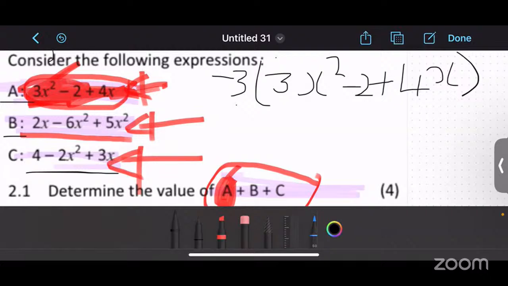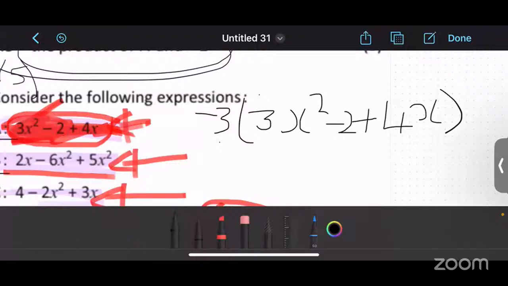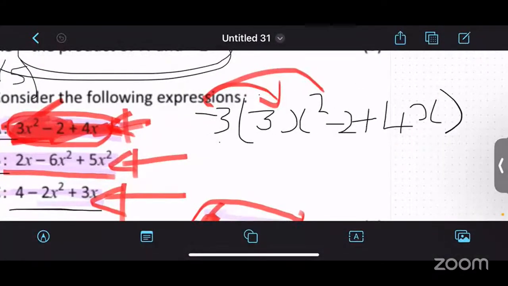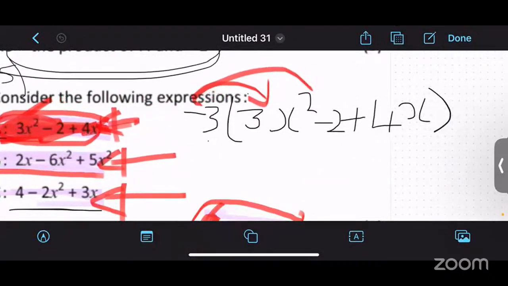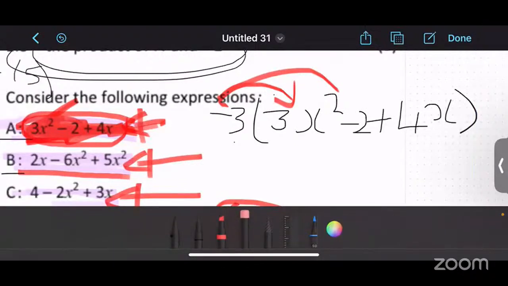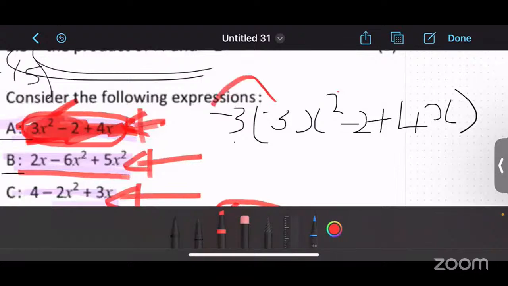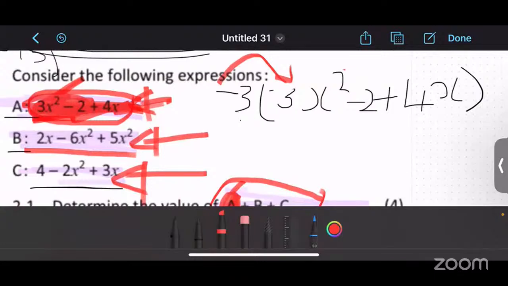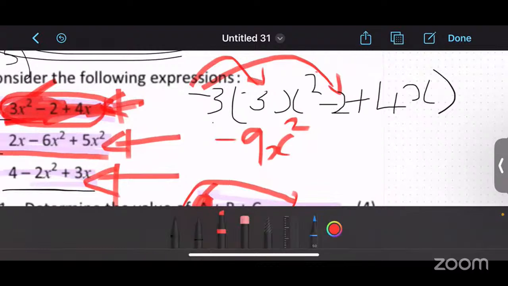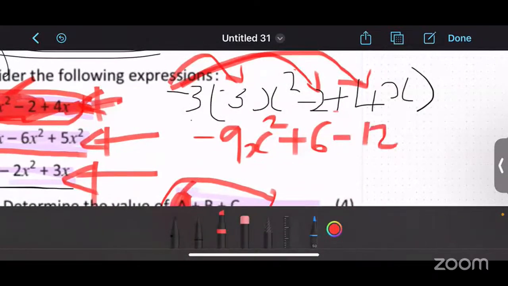Okay, excuse me. So now that we have something like this, we need to remove the brackets first. So I'm going to multiply everything in the brackets by minus 3. Minus 3 multiplied by 3x squared is going to be minus 9x to the power of 2. Minus 3 multiplied by minus 2 is going to be plus 6. And minus 3 multiplied by a positive 4x is going to be minus 12x.